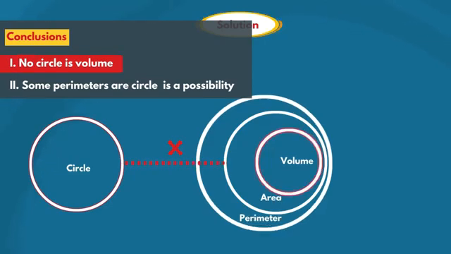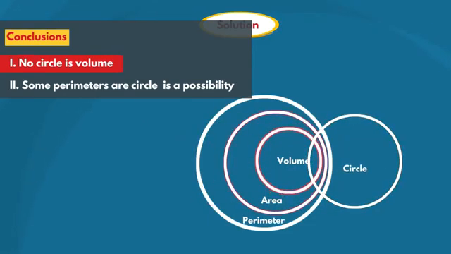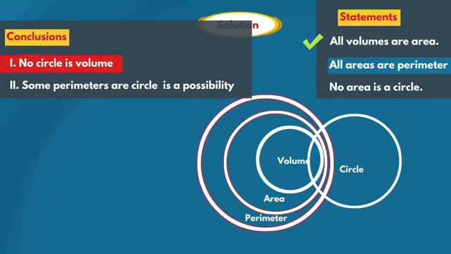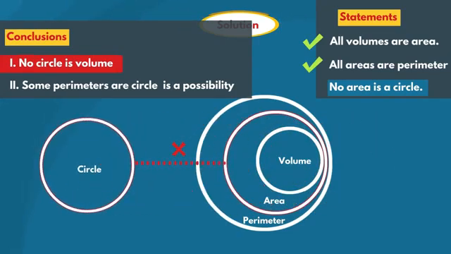In this alternate diagram, some circle is volume. Now check with statements. In the statements, all volumes are area. All areas are perimeter. And no area is a circle. It's a clash. Some circle is volume is not possible. So conclusion 1, no circle is volume, is true.